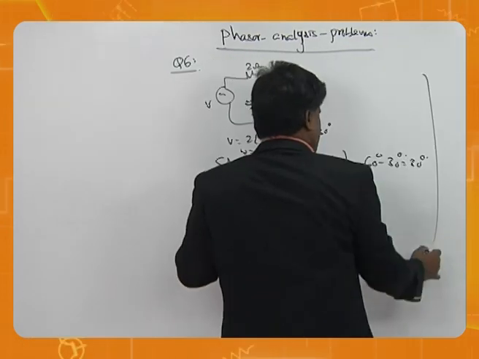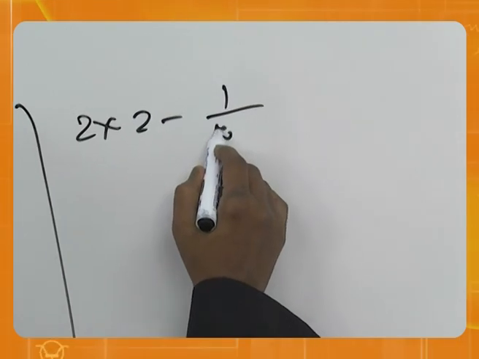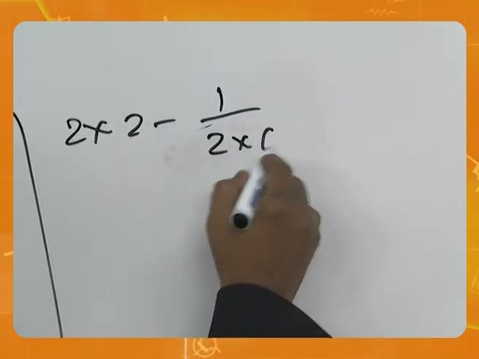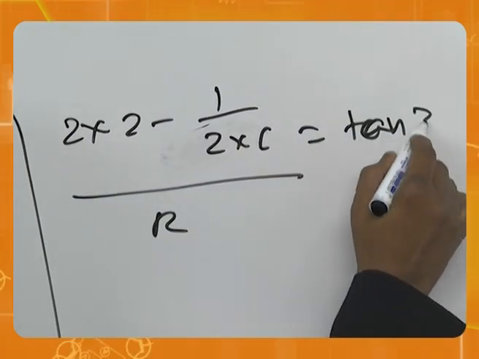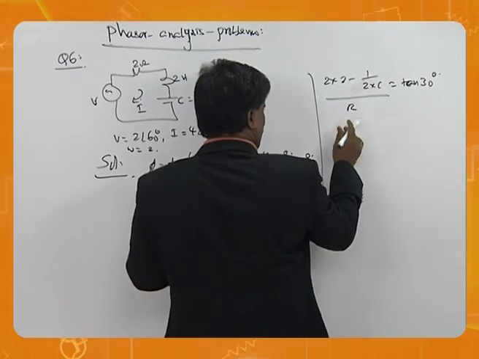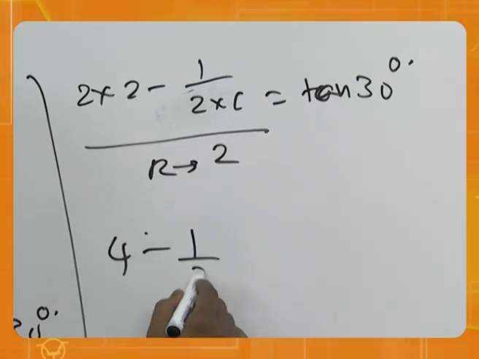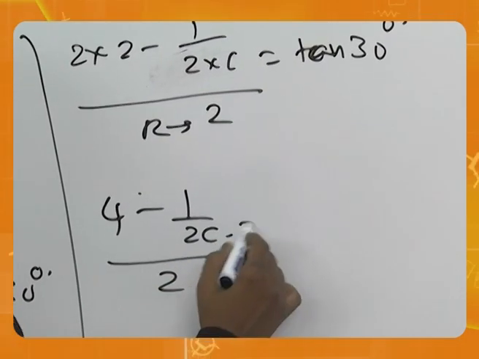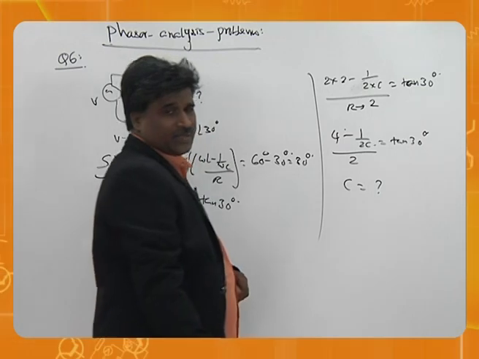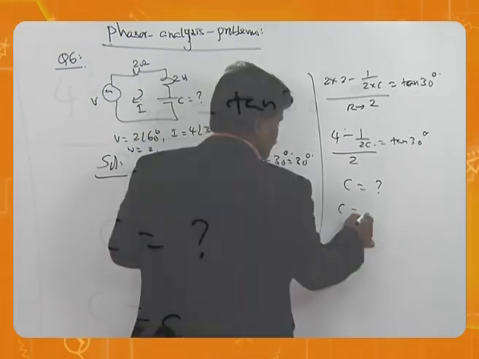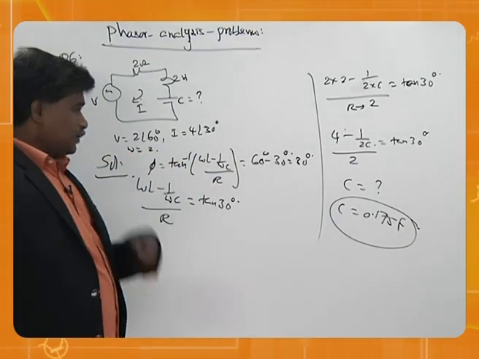You can solve for omega is equal to 2. If I substitute here, 2 into 2 minus 1 by 2 into C, by R is equal to tan 30. What is the value of R here? 2. So (4 minus 1 by 2C) by 2 is equal to tan 30. Then the only unknown is C. If you calculate C, that will become 0.175 farads. So that is the value required.